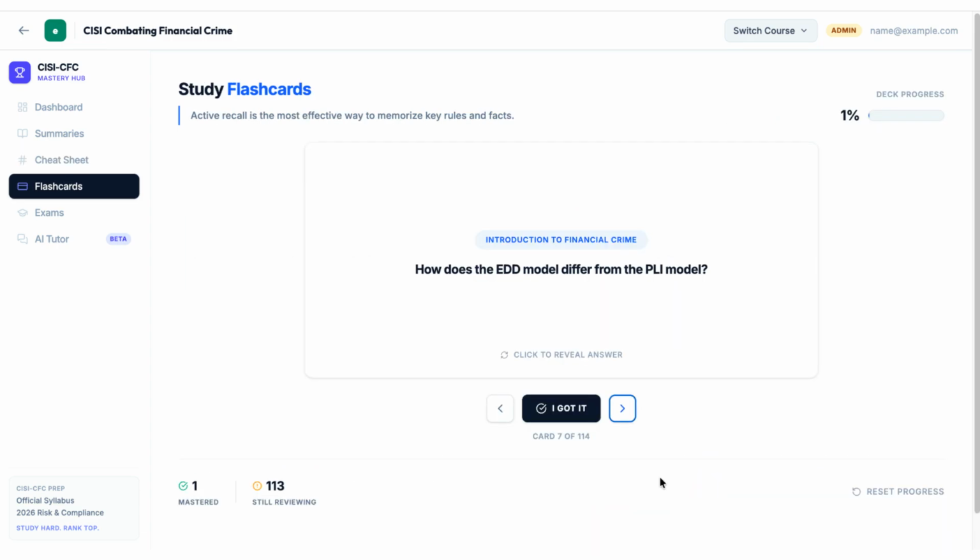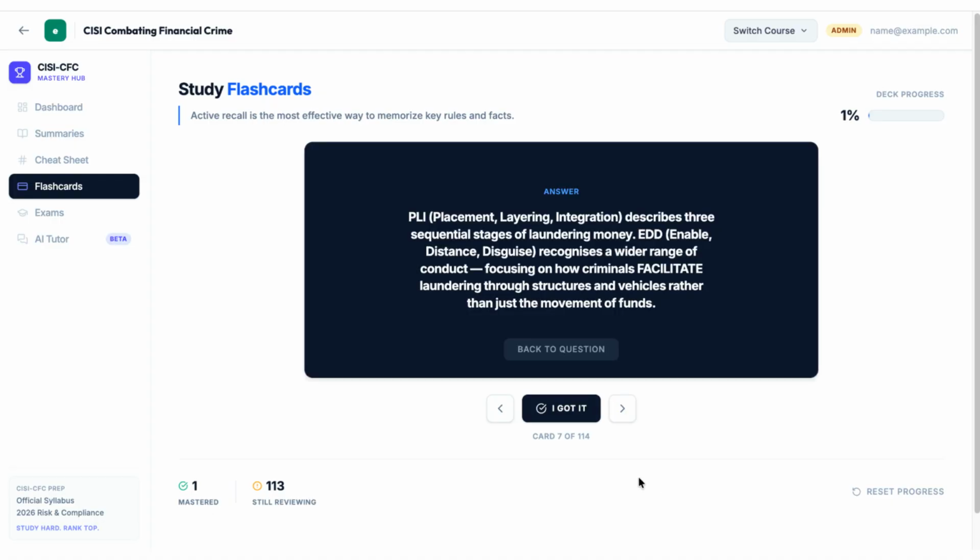Flashcards are an effective tool for active recall and memorization of key rules and facts. Use them to test yourself on important distinctions, such as the difference between EDD and PLI models. After reviewing a question, reveal the detailed answer. This card explains the PLI and EDD models and how they relate to money laundering structures.